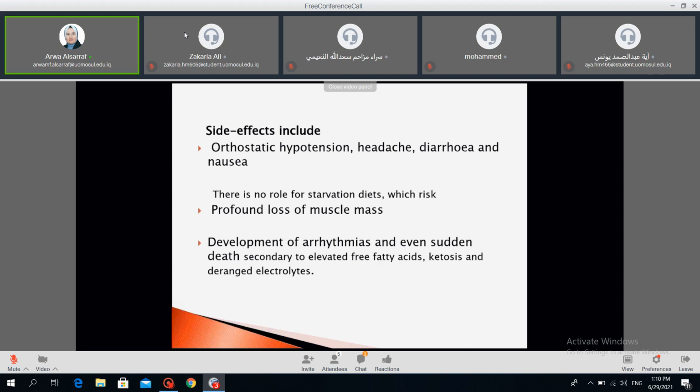We should remember that rapid weight loss and severe dieting programs may lead to development of arrhythmia and even sudden death. Especially those who are kept on a ketotic diet for a long time, the patient may have sudden death, or develop arrhythmia, or electrolyte disturbances.